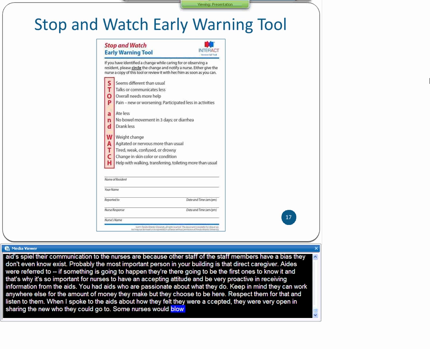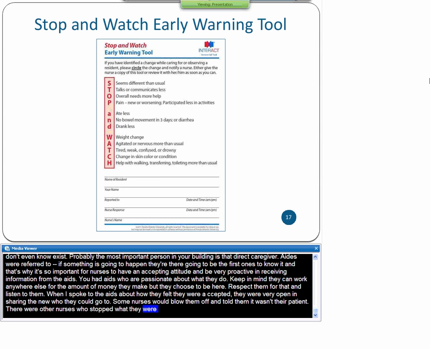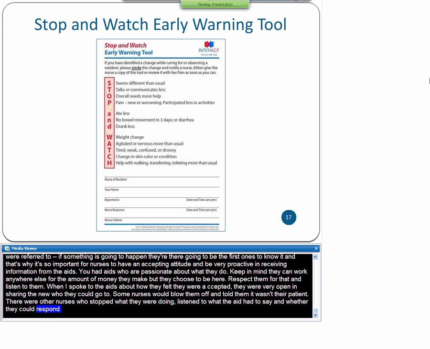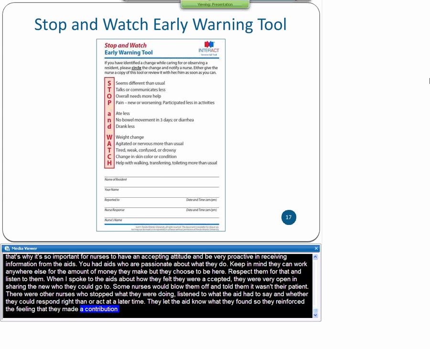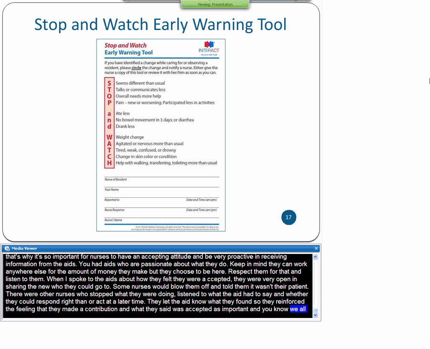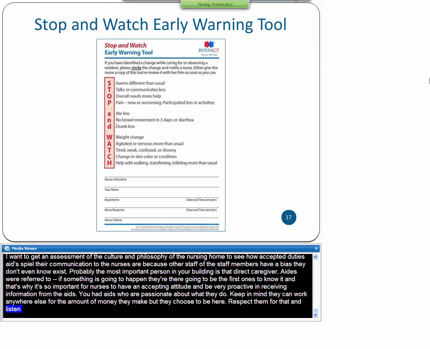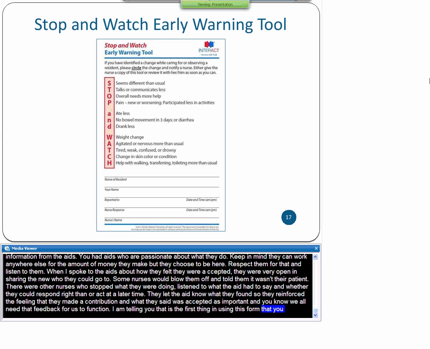There were other nurses who stopped what they were doing, listened to what the aide had to say, and whether they could respond right then or at a later time, they let the aide know what they found. So they reinforced the feeling that I made a contribution, what I said was accepted as important, and we all need that feedback in order for us to function. So I'm telling you right now that the first thing in using this form is that you have to really appraise how your nursing staff accepts information from other staff members, and most importantly, the direct staff member.